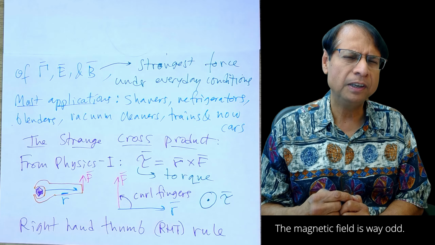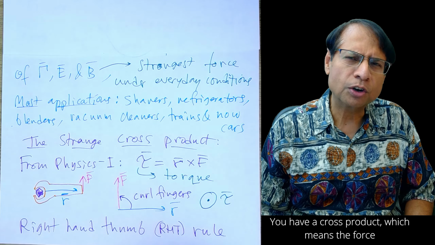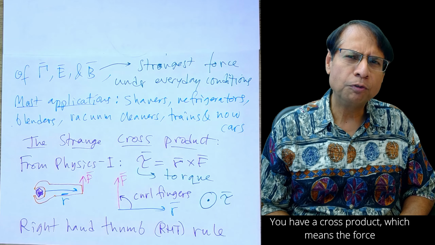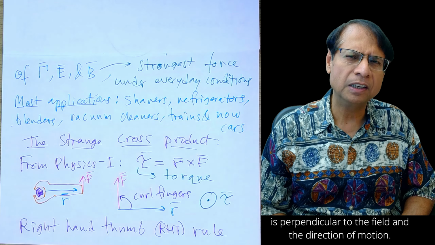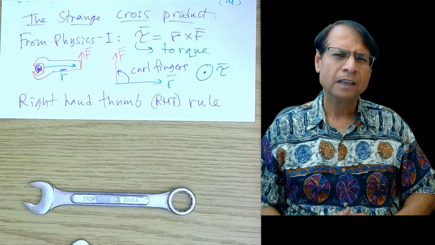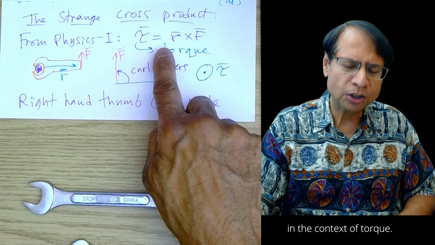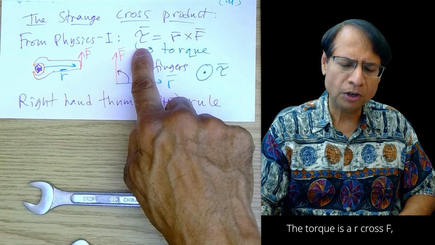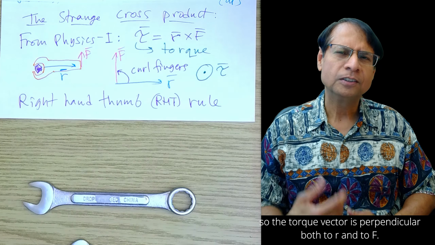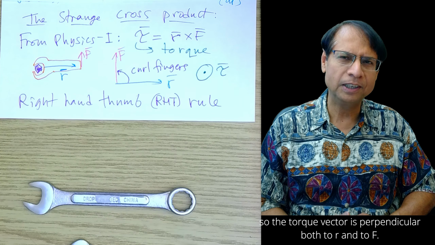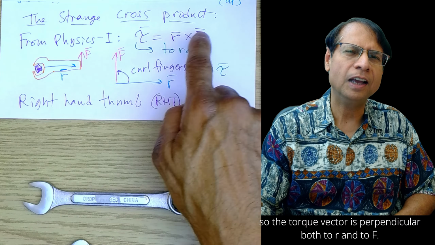The magnetic field is way odd. You have a cross product, which means the force is perpendicular to the field and the direction of motion. You may have previously encountered the cross product in the context of torque. The torque is R cross F. So the torque vector is perpendicular both to R and to F.